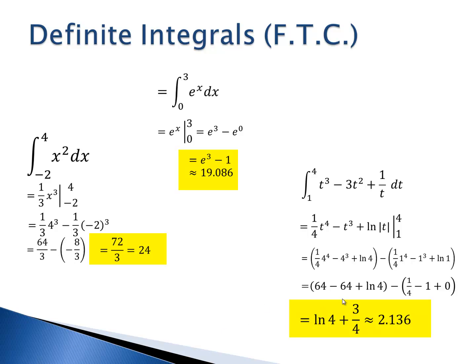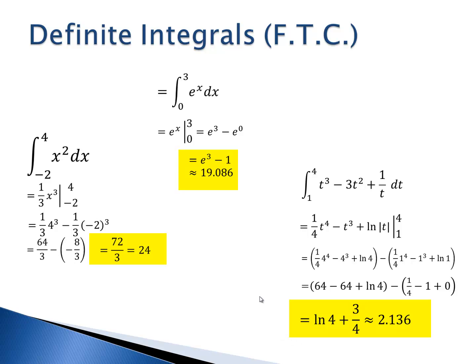Alright, so that gives you natural log of 4, that's minus -3/4, so that's plus 3/4, and the calculator can get you an approximation of 2.136 for that one. Okay, so that mixed together a couple rules, but everything was added or subtracted there, so we can just go right through and integrate each piece as we're going, and then same deal with the evaluation.